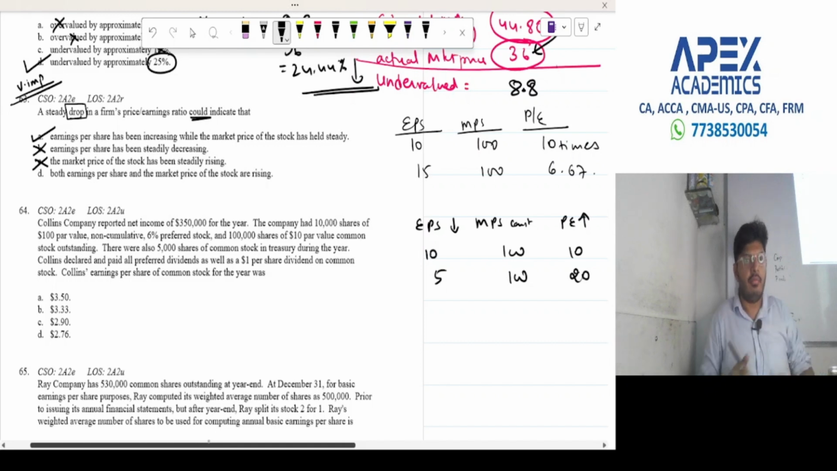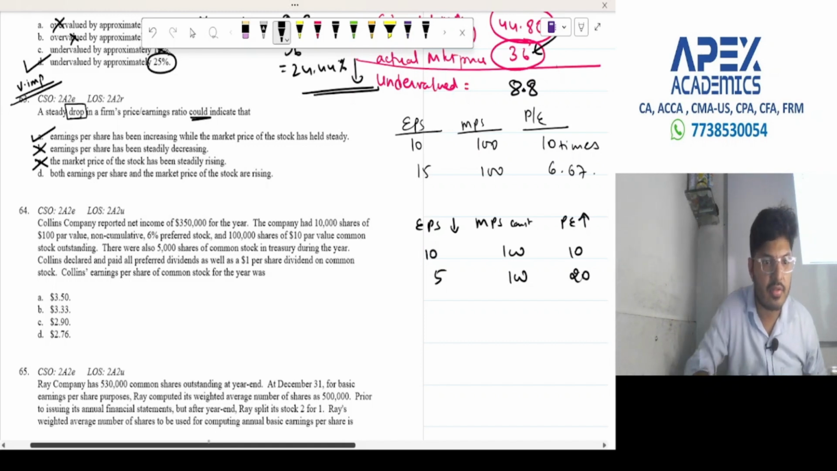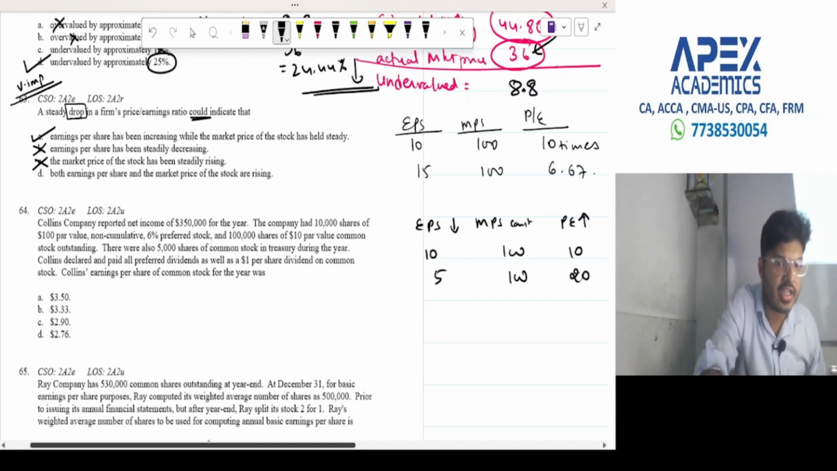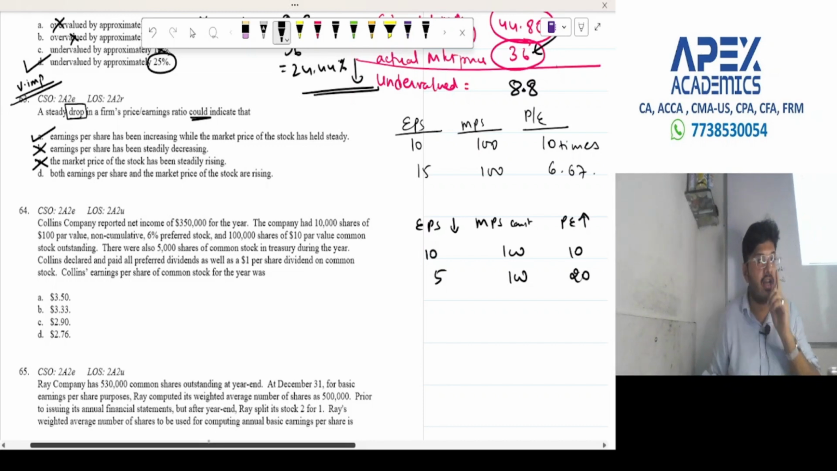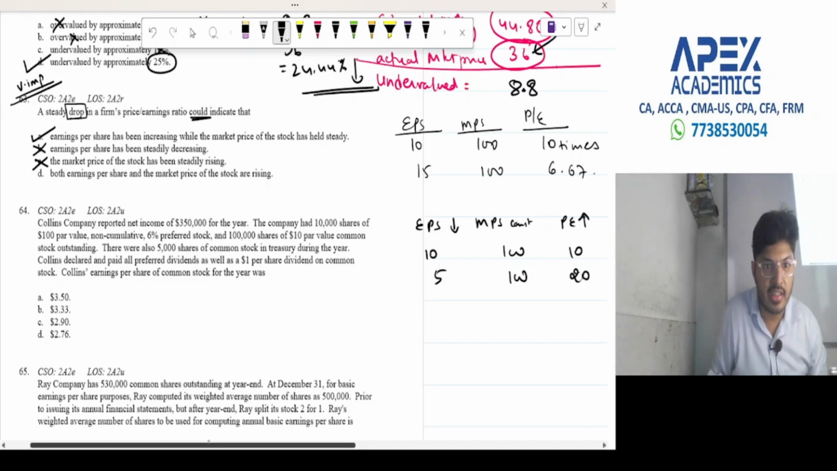Please understand that. Both earnings and MPS of the share are increasing? No, they are not both increasing. Earnings is increasing; MPS cannot be increasing. This is wrong. EPS has to increase, whereas MPS has to stay constant for the PE ratio to fall.